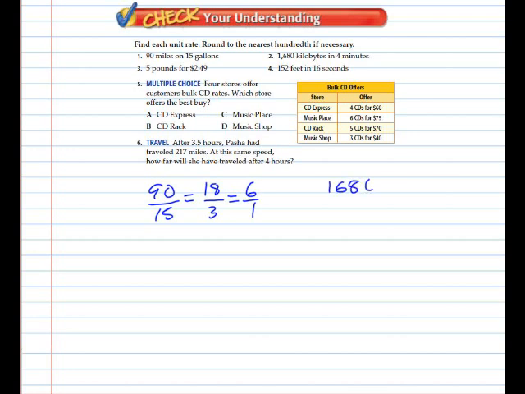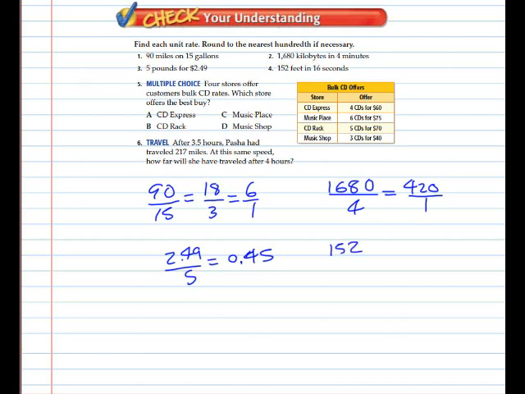Example number 2, 1,680 kilobytes in 4 minutes. Divide both of those by 4. We get 1 on the bottom. We get 420 in the numerator, so about 420 kilobytes per minute. Example number 3, $2.49 divided by 5. This one would be about 45 cents per pound.